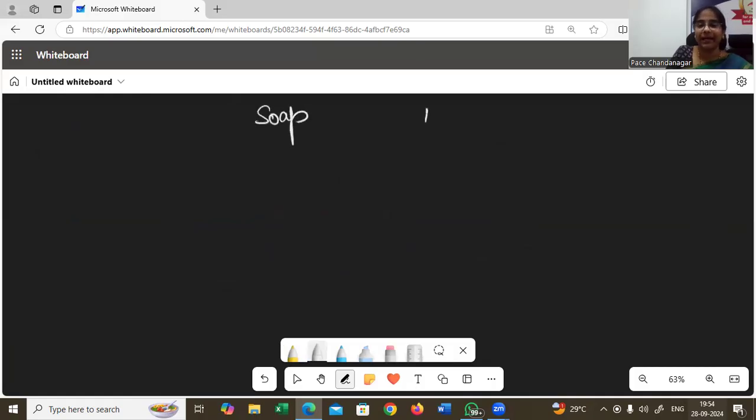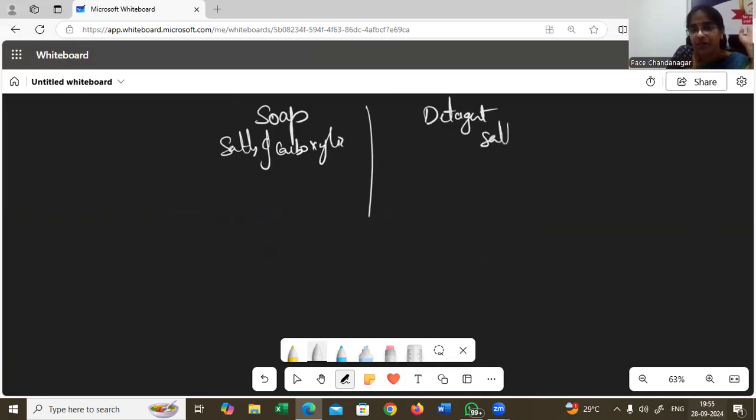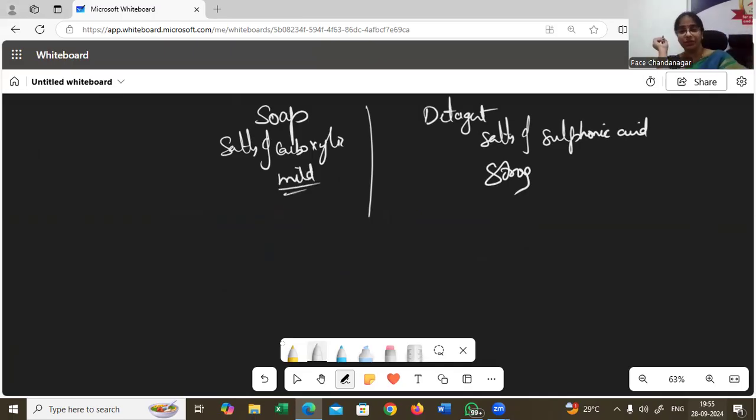It is soap and detergent. And what are the differences between them? Soap is made of salts of carboxylic acids. And detergents are made up of salts of sulfonic acids. Sulfonic acid salts are very, very strong, and soap is mild. Detergents are formed of sulfonic acid salts, which are very strong, whereas soap is formed of carboxylic acid salts, which are mild.